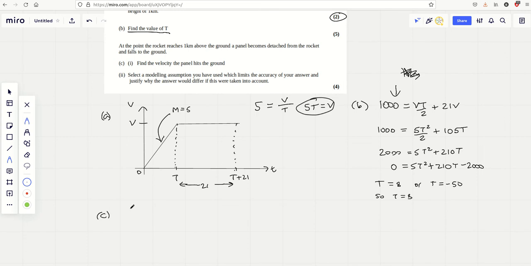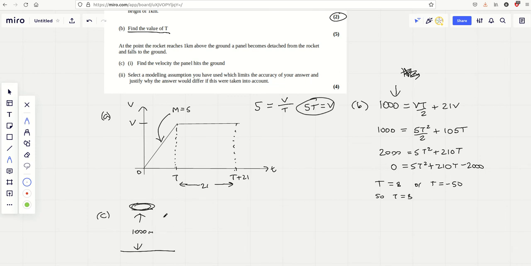Okay, at the point the rocket reaches 1 kilometer above the ground, a panel becomes detached from the rocket and falls to the ground. Find the velocity of the panel as it hits the ground. Now, this is a SUVAT problem. You've got an object. Let's just put an object here. Here's the ground. We're 1,000 meters up.